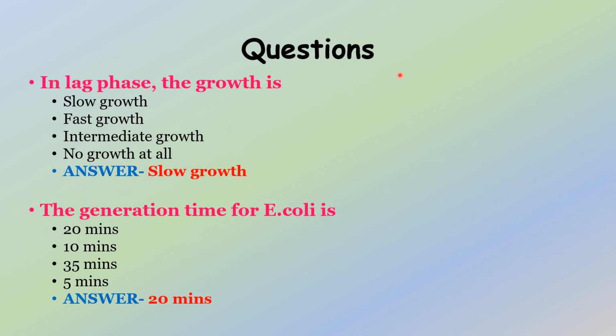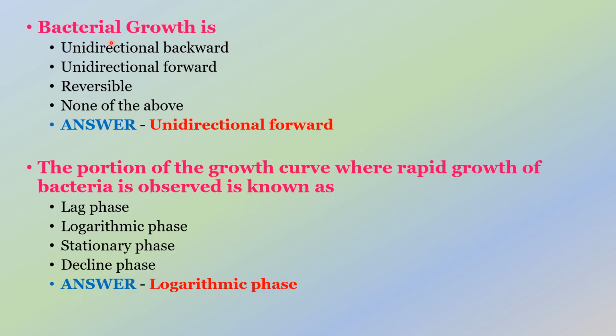Some MCQ questions on the bacterial growth curve. In log phase, the growth is: slow growth, fast growth, intermediate growth, no growth at all. The answer is fast growth. The generation time for E. coli is: 20 minutes, 10 minutes, 35 minutes, 5 minutes. The answer is 20 minutes. Bacterial growth is: unidirectional backward, unidirectional forward, reversible, none of the above. The answer is unidirectional forward. The portion of the growth curve where rapid growth of the bacteria is observed is known as: log phase, stationary phase, decline phase. The answer is log phase.